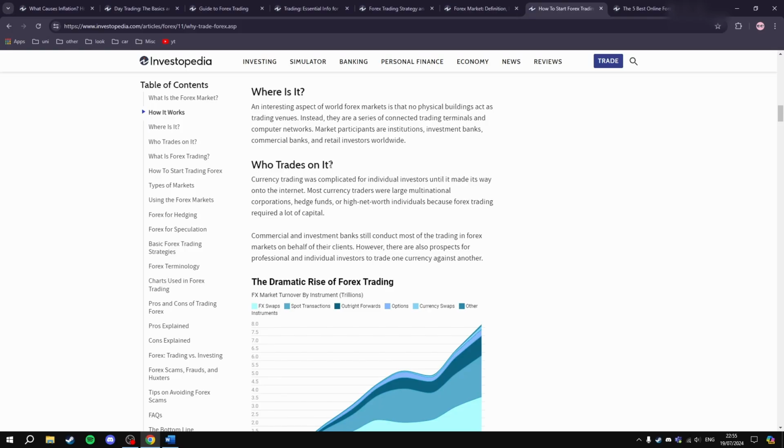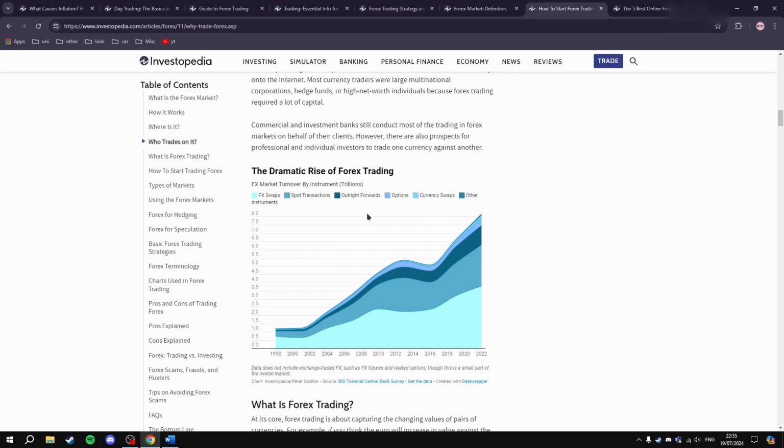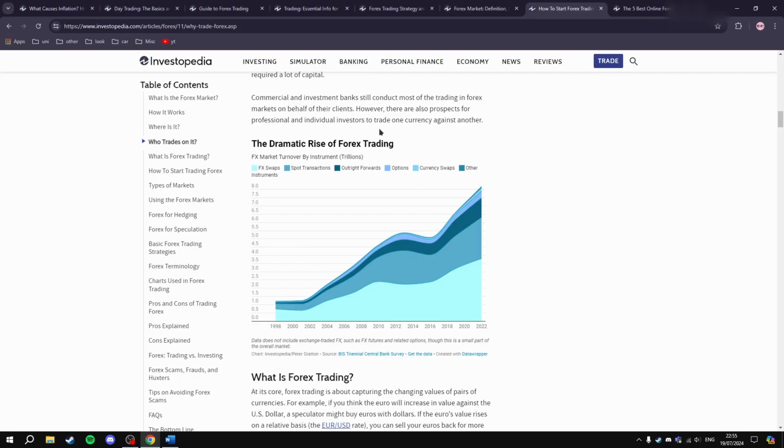Who trades on it? Currency trading was complicated for individual investors until it made its way onto the internet. Most currency traders were large multinational corporations, hedge funds, or high net worth individuals because Forex trading requires a lot of capital. Commercial investment banks still conduct most of the trading in Forex markets on behalf of their clients. However, there are also prospects for professional and individual investors to trade one currency against another.